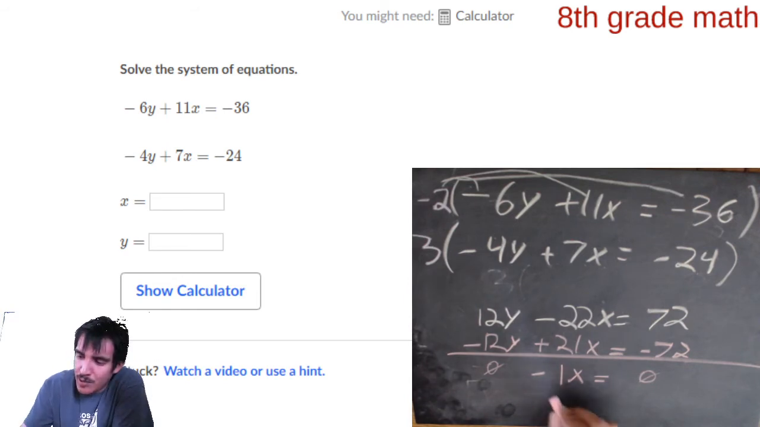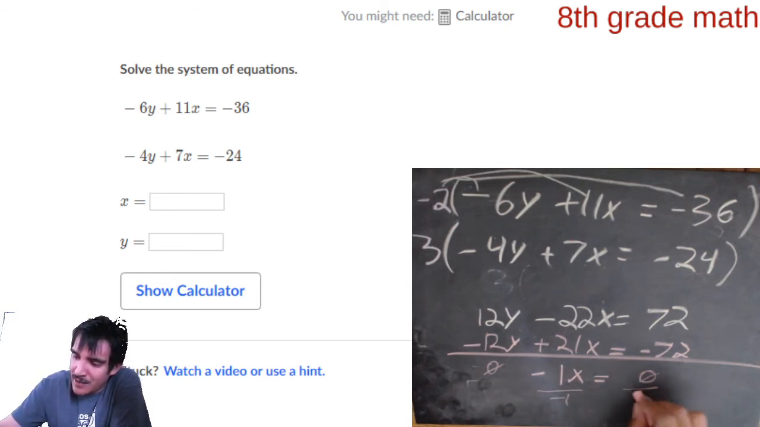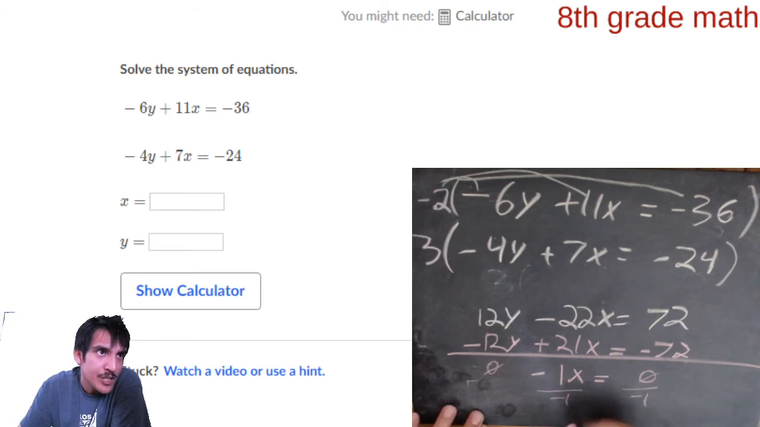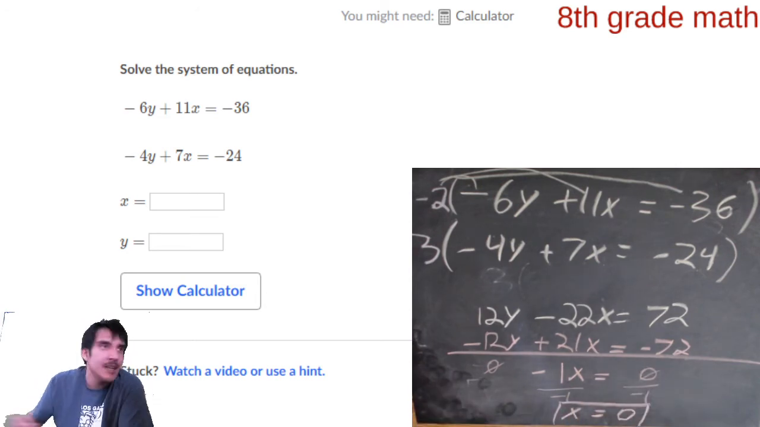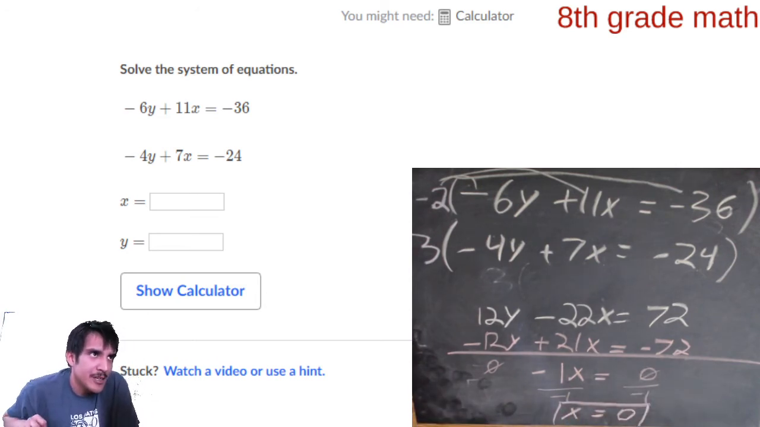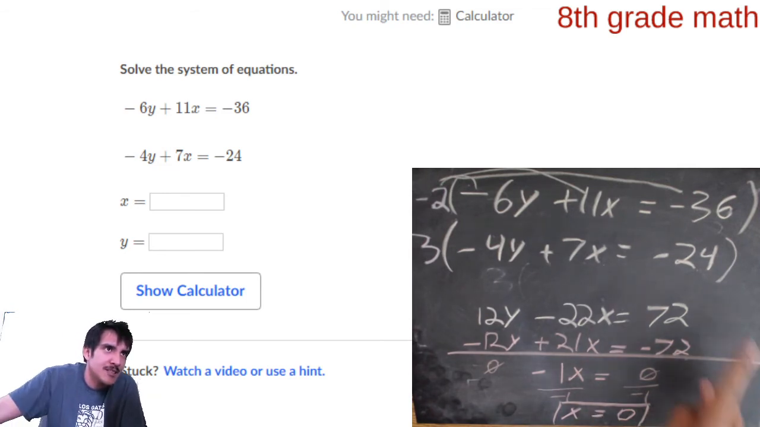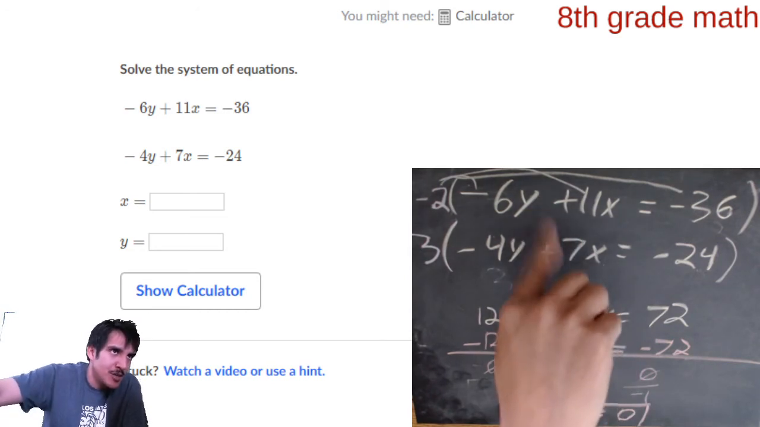And I'm guessing you know what's going to happen next. If we divide by negative 1 on each side, we do end up getting just x equals 0. Okay? Put a big box around that. X equals 0. Now we're not done yet, because we still need to use this x equals 0 and substitute it into one of the original equations.